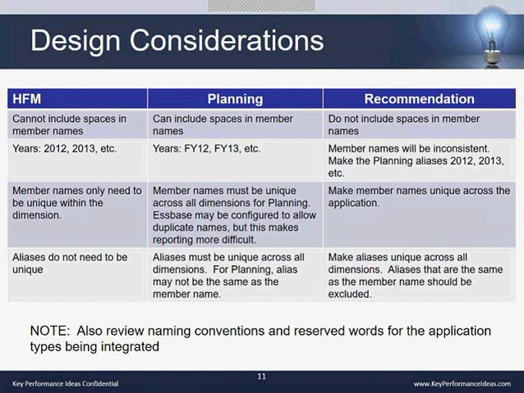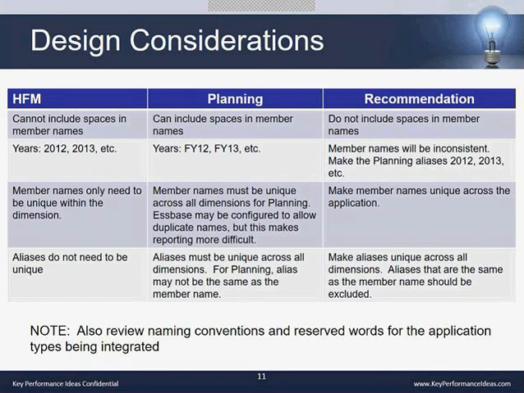In HFM, the years are, for example, 2012, 2013, and planning uses the FY, so it's FY12, FY13, etc. So the design here is just different. So the recommendation here is that since planning must be FY12 and HFM must be like 2012, you utilize aliases for planning in order to have it be 2012, 2013, so you have that consistency between the alias in planning and the member name in HFM, which will make it a little bit easier for the users when they're using SmartView and other tools.